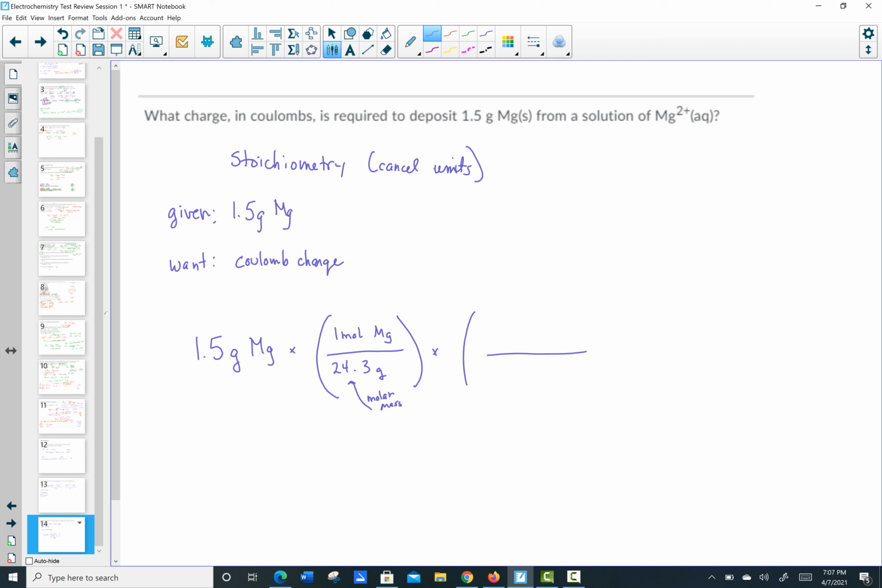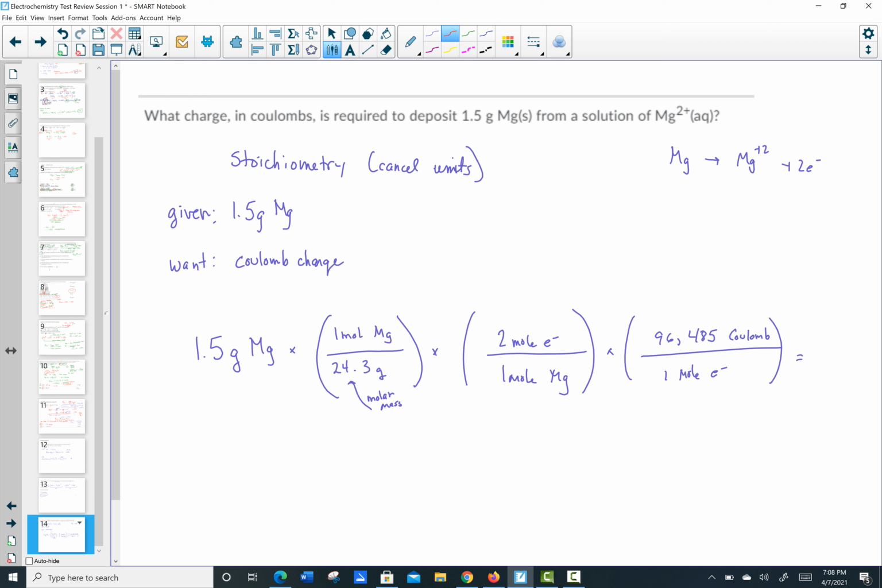Now we want mole of magnesium to cancel, so I need to place that. And how many electrons are being exchanged when magnesium turns into magnesium ion? Well, that's 2, isn't it? So there are 2 moles of electrons in every 1 mole of magnesium. And now we can cancel moles of electrons out by using Faraday's constant. We know that there are 96,485 coulombs of charge in every 1 mole of electrons.